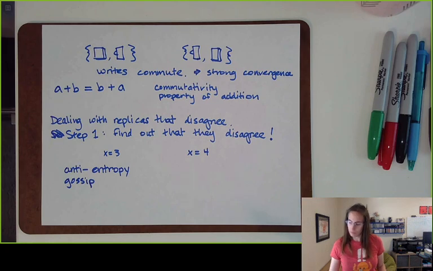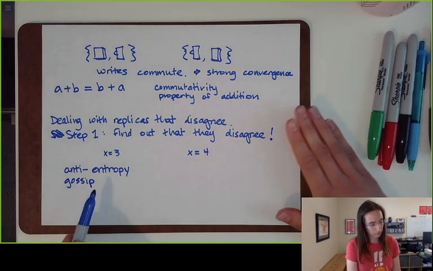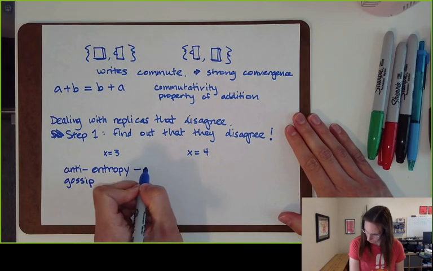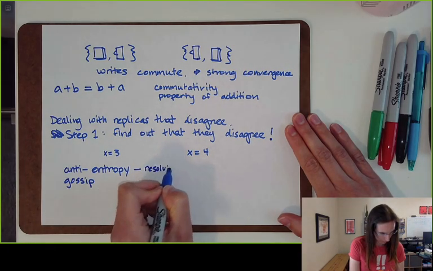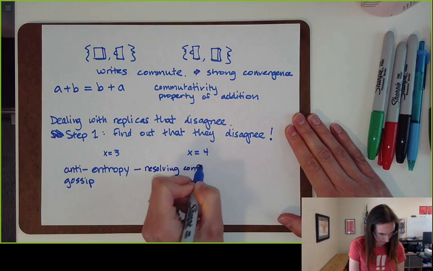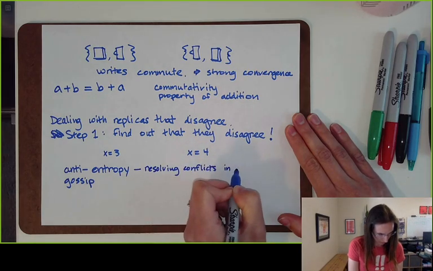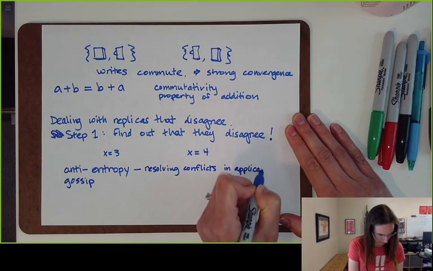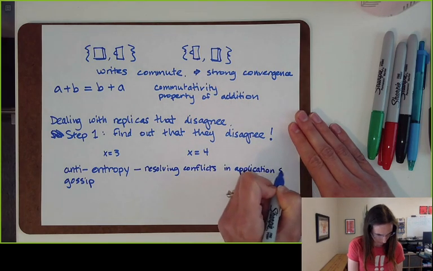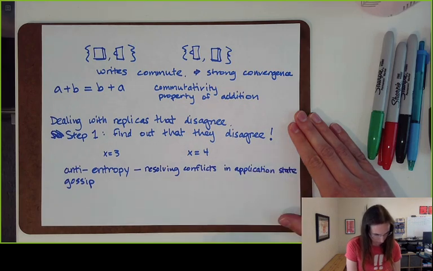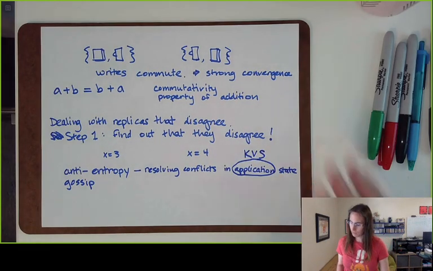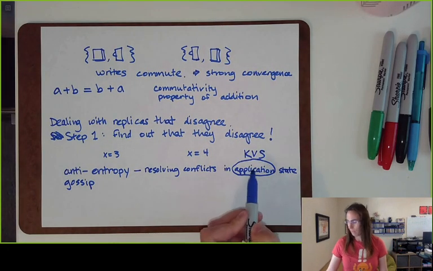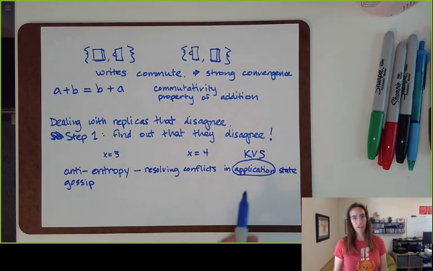To be very clear, there are two different things being discussed here. When the paper talks about anti-entropy, they're talking about resolving conflicts in application state. And by this, I mean the application is a key value store. Dynamo is a key value store. So I mean differences in the actual key value pairs that are being stored, the actual data that's being stored.